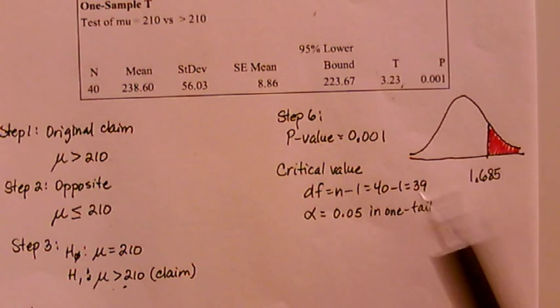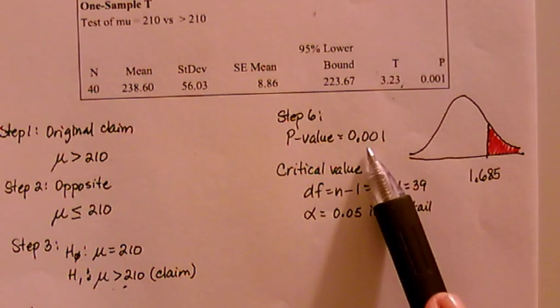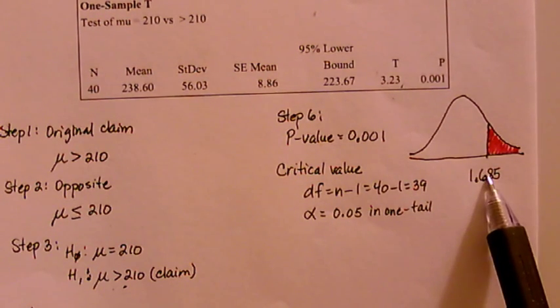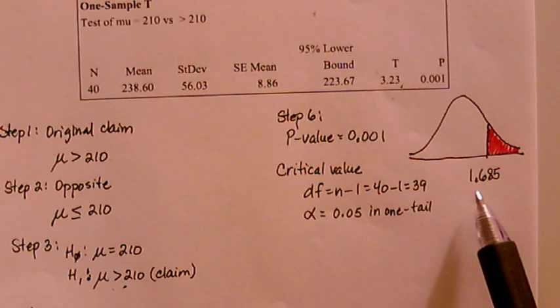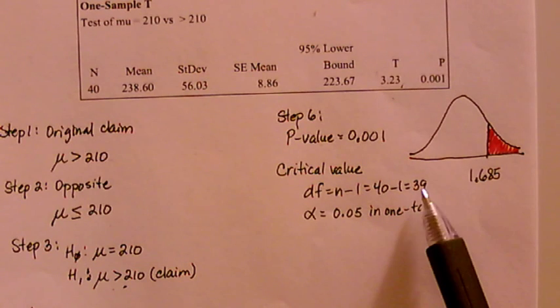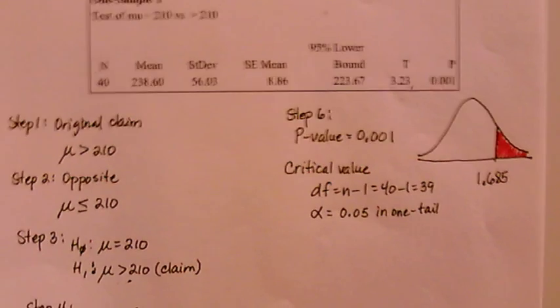So, step number 5, you have to do the p-value, which is already given in the display, and you have to use table A-3 or your t-distribution table to get your critical value using the degrees of freedom and your alpha level in one tail to get 1.685.